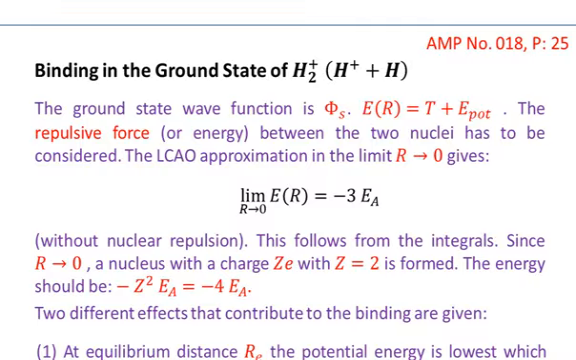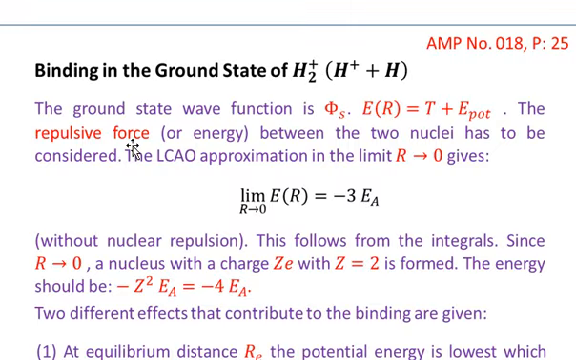So the next topic that I am going to discuss is the binding in the ground state of the hydrogen singly ionized molecule. It can also be represented as an ionized hydrogen atom plus a neutral hydrogen atom. That is, this is the ionized hydrogen atom and this is the neutral hydrogen atom. The ground state wave function is phi s, the symmetric wave function. E of R, that is the total energy as a function of R, is equal to kinetic energy plus the potential energy.